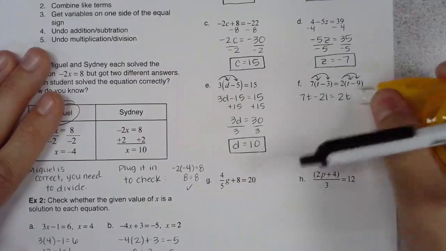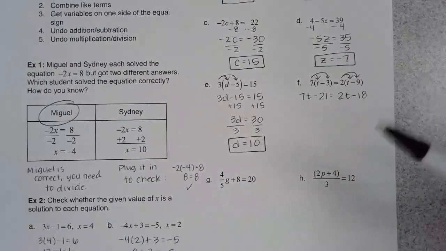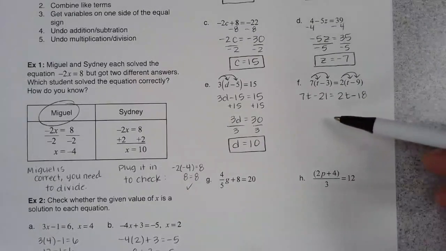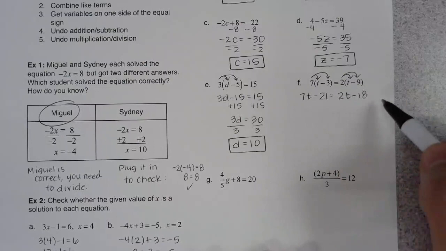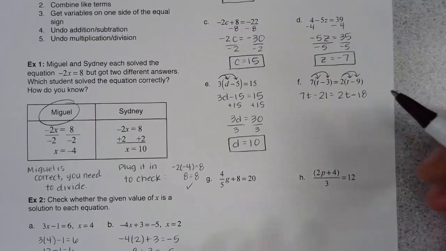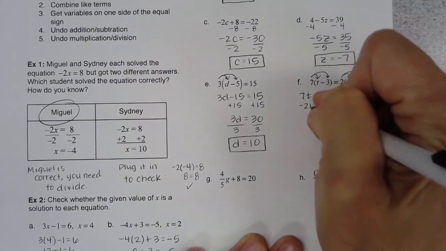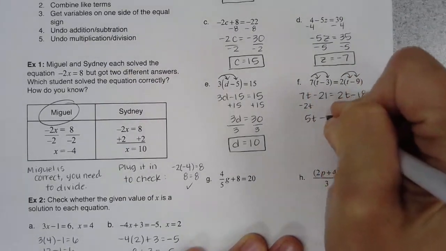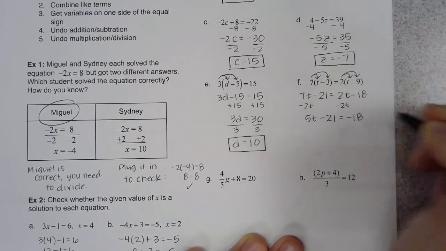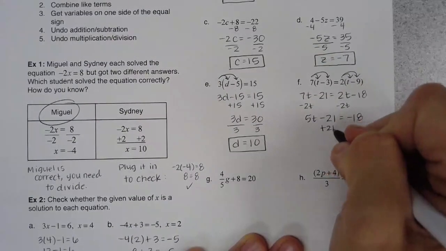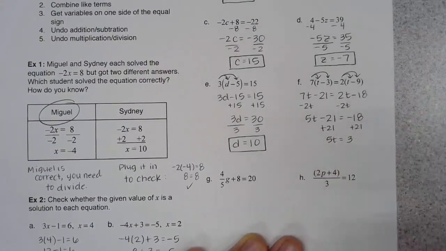7t minus 21 is equal to 2t minus 18. On this one you have to be careful. We'll look more at these on the next page in the notes, but this one has variables on both sides of the equation, and so we'll practice this more coming up. But on this one, you need to use opposite operations to move the variables together. And then add to both sides. So 5t equals positive 3.